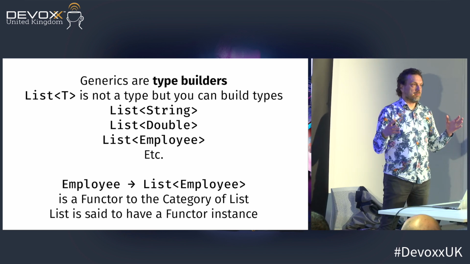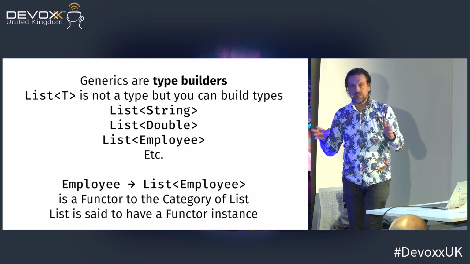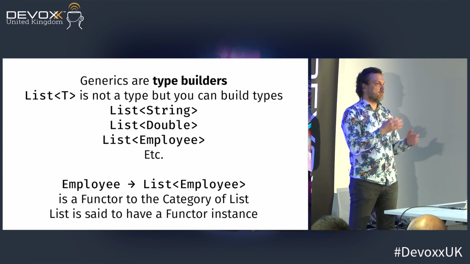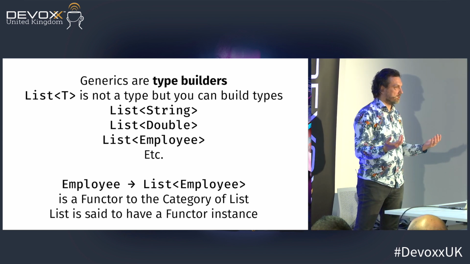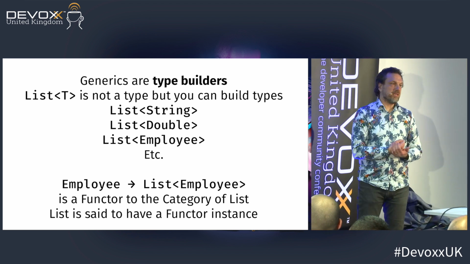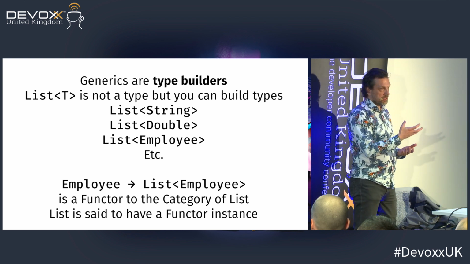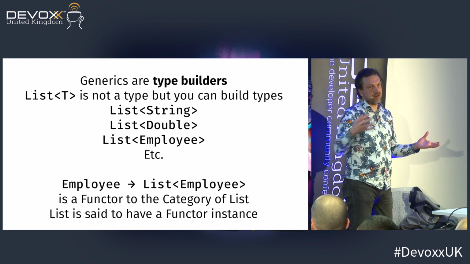And the list, there are many functors, many common functors. If you take one of those books, they have a list of common functors, plus all the functors that you may need in your specific code. But the list is probably the simplest non-trivial functor.